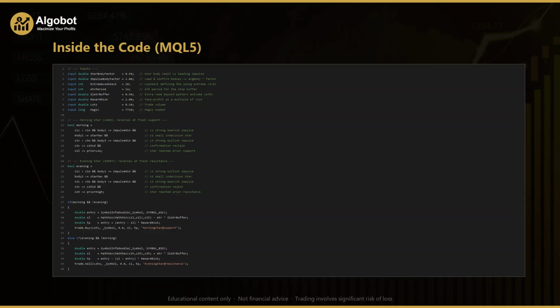StarBodyFactor keeps the middle candle small relative to the leading one. ImpulseBodyFactor sets how large the first and third candles must be versus the average body. Extreme loopback, 20 by default, defines the window for the swing high and low. ATR period and SLATR buffer control the protective stop padding, and RewardRisk, set to 2, defines the take-profit distance as a multiple of risk. Now look at the morning Boolean, the long condition.